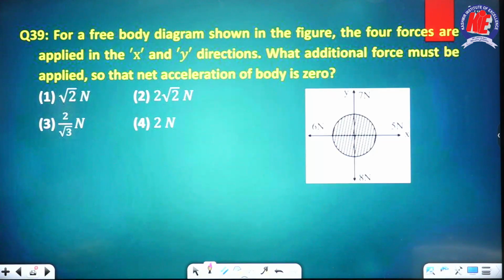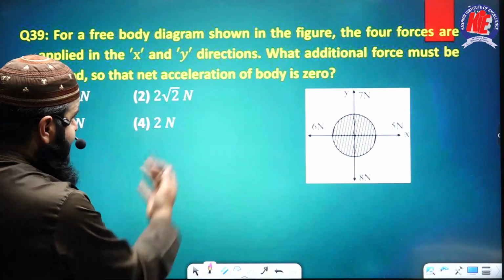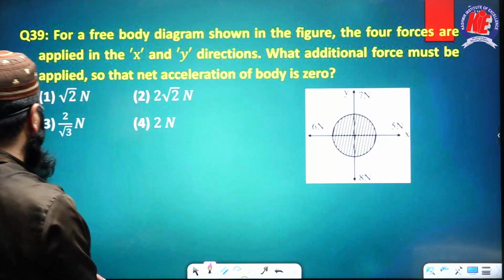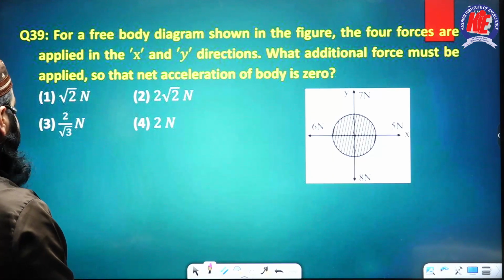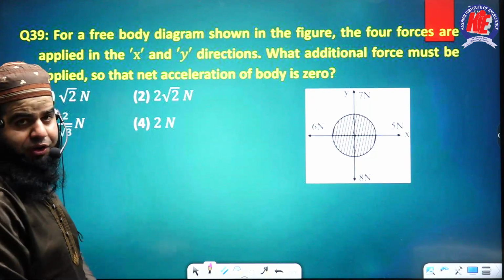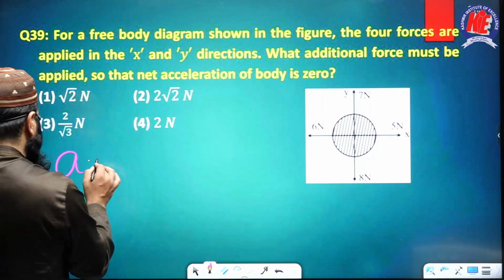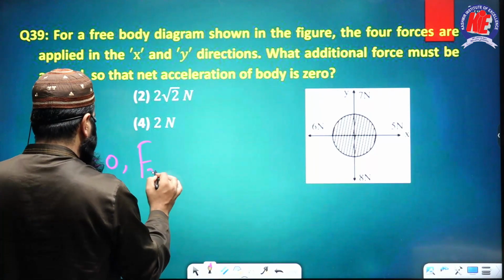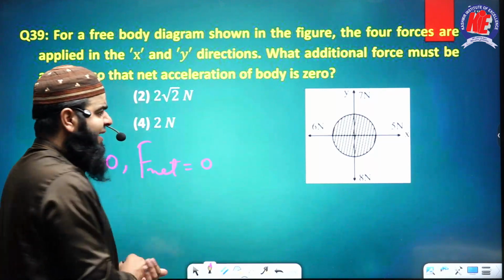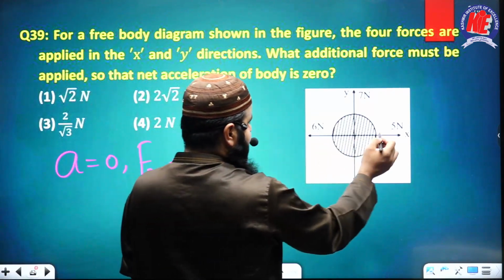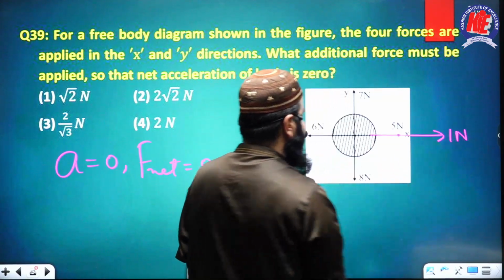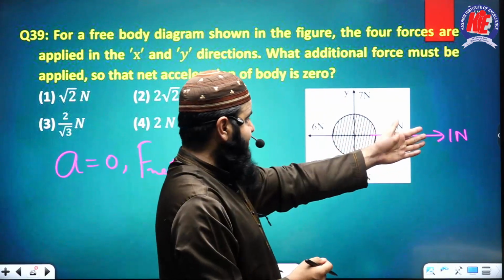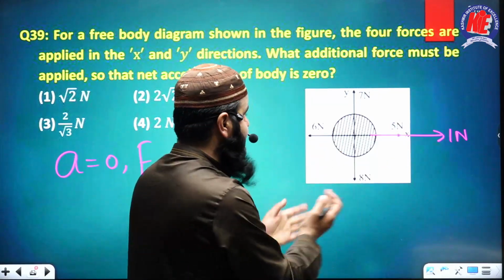Next one please. For a free body diagram shown in the figure, the four forces are applied in the x and y directions. What additional force must be applied so that the net acceleration of a body is 0? For the net acceleration to be 0, the net force is going to be 0. Now hit the diagram. 6 Newton on this side, 5 Newton on this side. So you need an additional 1 Newton along the x-axis, so that it will become 6 and 6 will be 0 in the opposite direction.